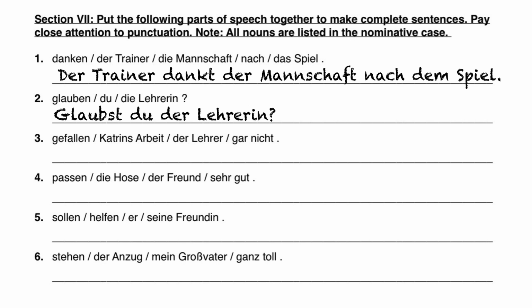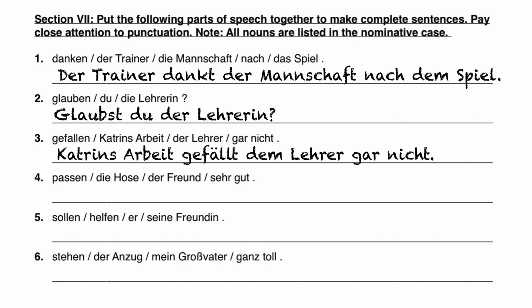Nummer 3. Here we have gefallen. Gefallen is weird. So in this sentence we want to say Catherine's work is not pleasing to the teacher at all. In other words, the teacher doesn't like Catherine's work. Catherine apparently did a really poor job at doing whatever it is that Catherine was doing. But our sentence here should be Katrins Arbeit gefällt dem Lehrer gar nicht. Catherine's work is not pleasing to the teacher at all.